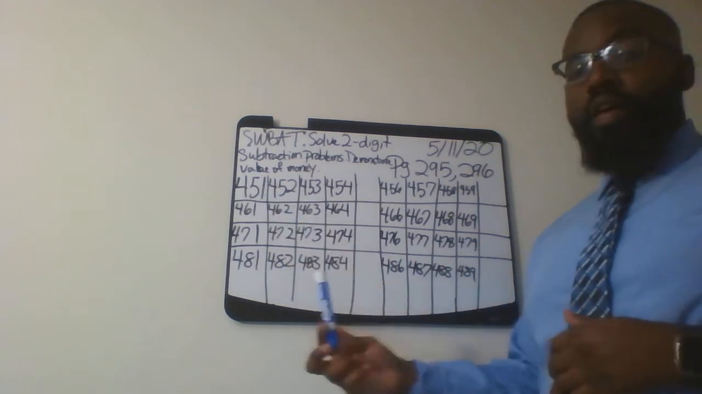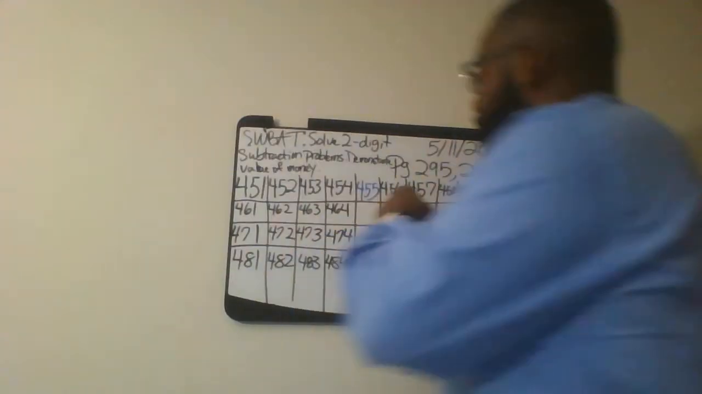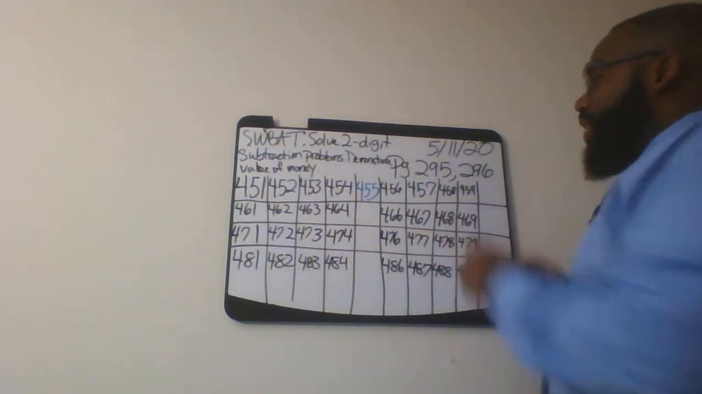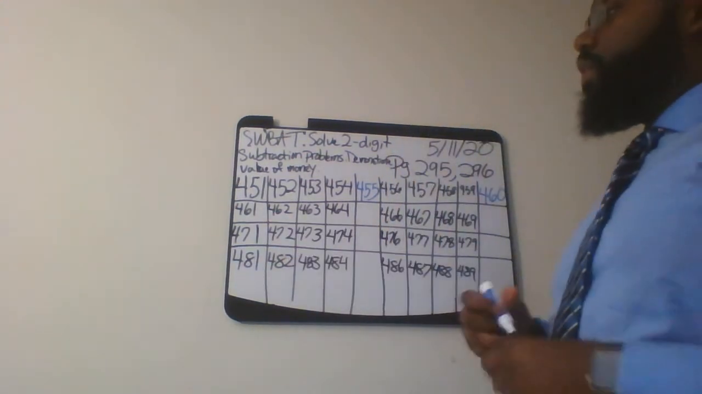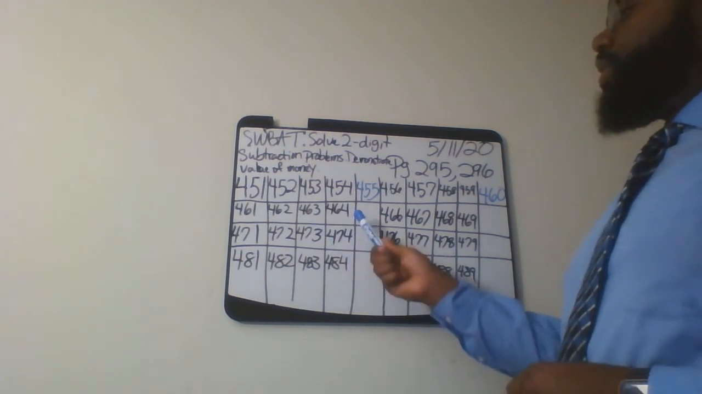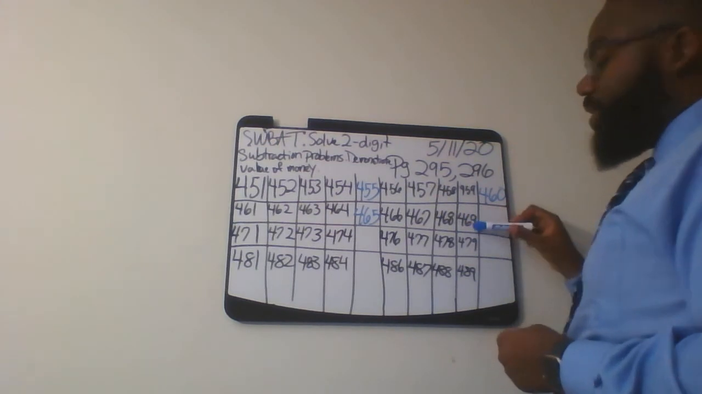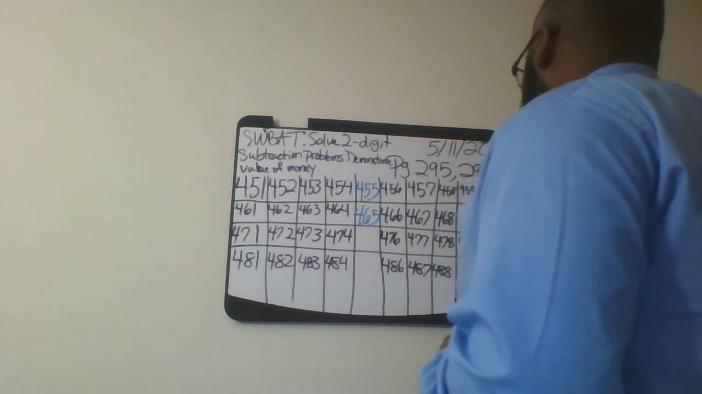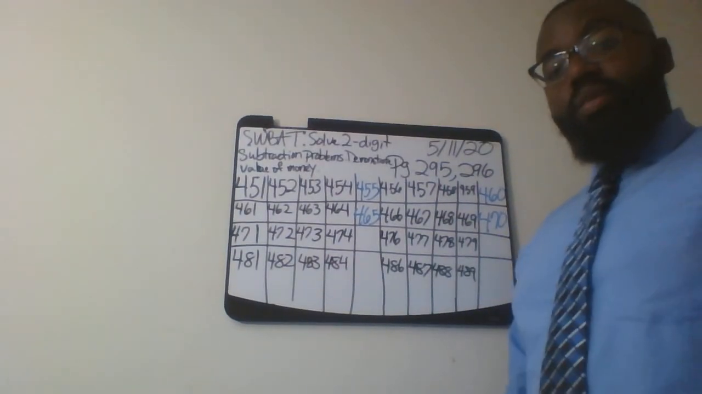We have 451, 452, 453, 454, 455. This would be 455. 456, 457, 458, 459, and what goes here at the 459? 460, and we're going to work on the next row together as well. 461, 462, 463, 464, 465, 466, 467, 468, 469, and lastly, 470, okay? So you're basically just filling the missing numbers by fives. So make sure you complete the rest of that chart.